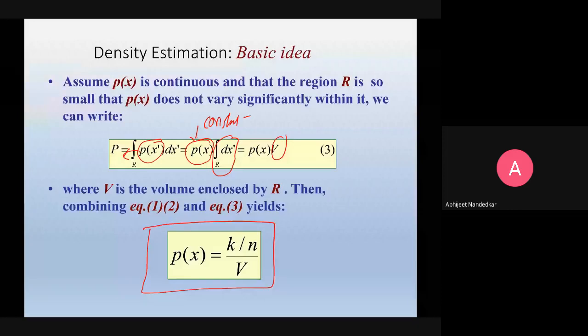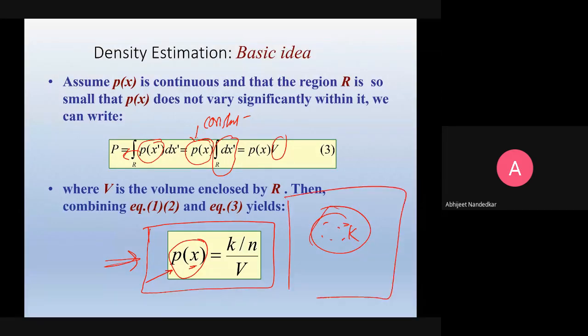We started with some intuition. Now we can see that this intuition is a good approximation of probability of x. So this is density estimation. The density estimation at a given point x is equal to k, that is the number of samples falling in this region, divided by the total number of samples in my problem, that is n, and divided by the volume of this region of interest.